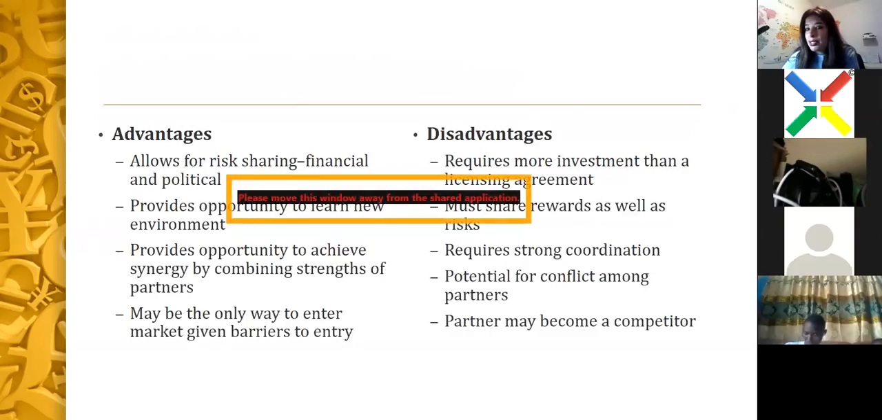Disadvantages: lots of breakups. Joint ventures have their own share of problems. Not only are you sharing your risks, but of course your profits, your rewards are being shared with other partners.